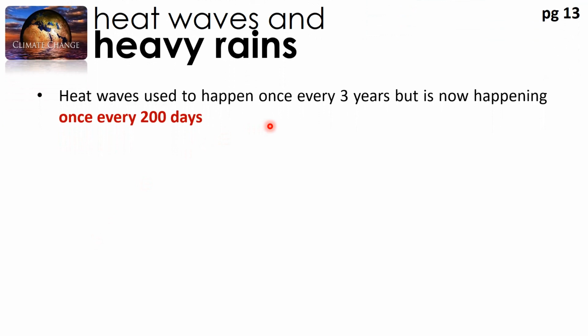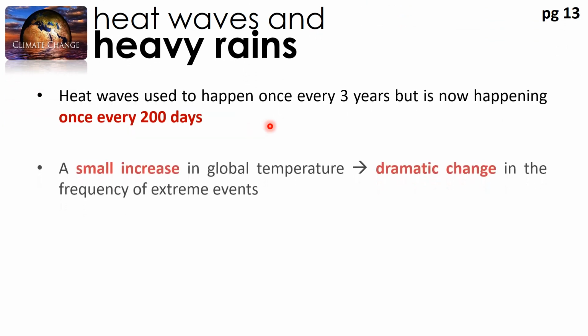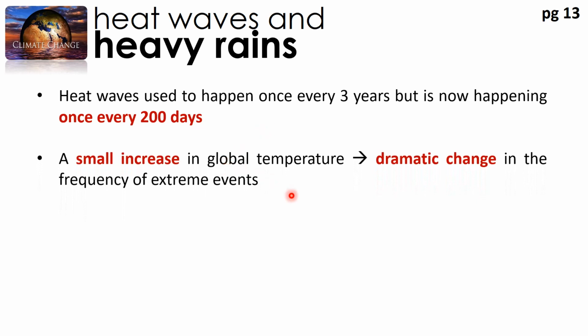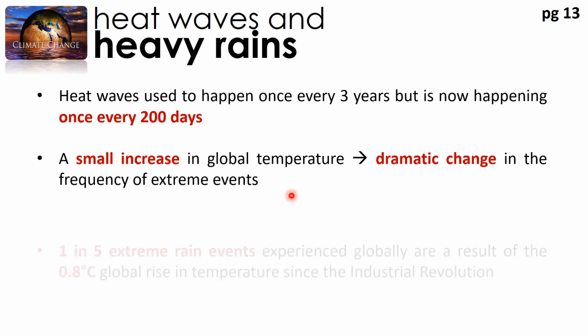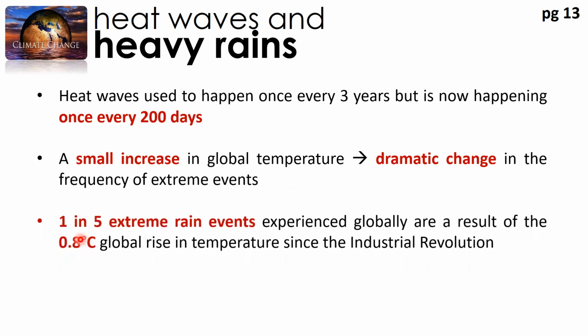Heat waves used to happen once every 3 years, but are now happening once every 200 days. Okay, and a small increase in global temperature will lead to a dramatic change in the frequency of extreme events. For instance, 1 in 5 extreme rain events has already been experienced globally as a result of that mere 0.8 degrees Celsius global rise in temperature since the Industrial Revolution. Remember, I told you this may look like a small number, but its effects are actually tremendous.